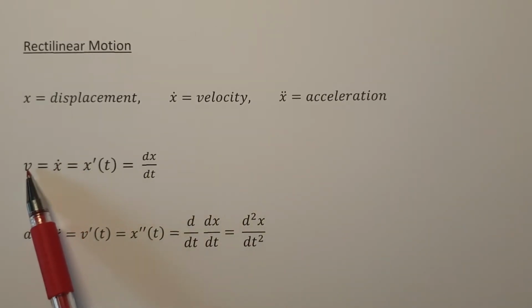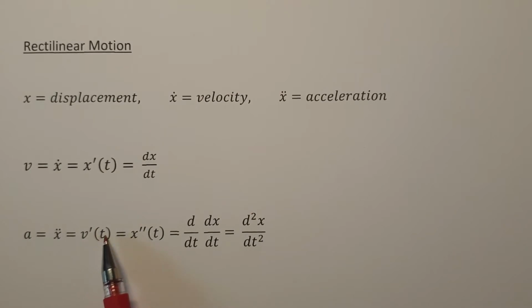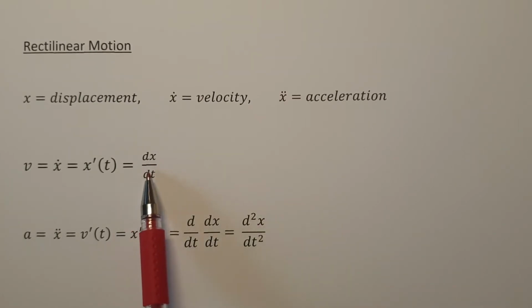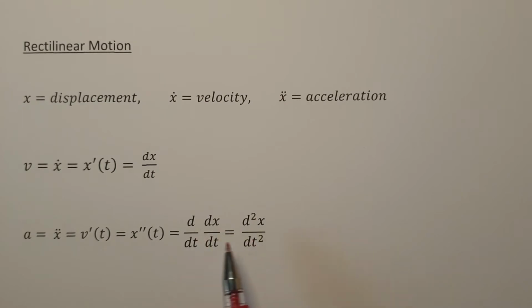So v dashed of t is the derivative of the velocity, which is acceleration. Now, if we take the derivative of the velocity, we're taking the derivative of this, so it's the second derivative of x. So x double dashed of t. And that also means we're taking the derivative with respect to time a second time. So that means it is the second derivative, so it's d2x by dt squared. So that's how we represent displacement, velocity, and acceleration.